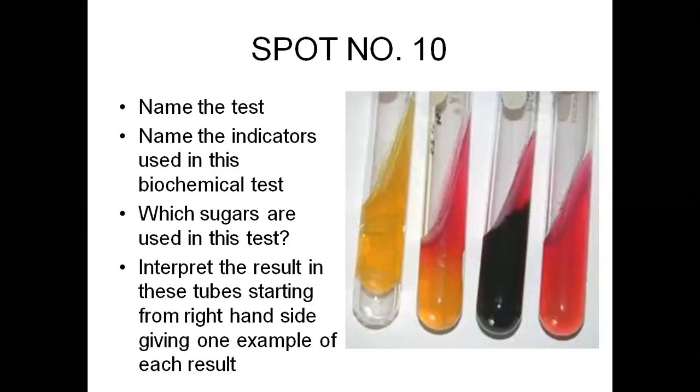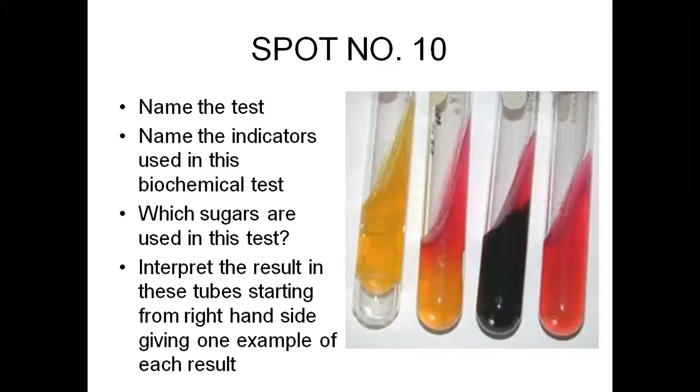rods. Name the test. The test is TSI, triple sugar iron test. Name the indicators used in this biochemical test. The indicator used in this test is phenol red. Phenol red is going to turn yellow in acidic environment. It is going to turn red in basic environment. The test is TSI, triple sugar iron. The indicator is phenol red.